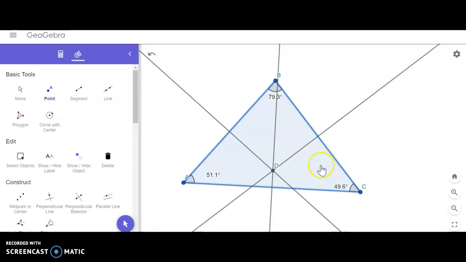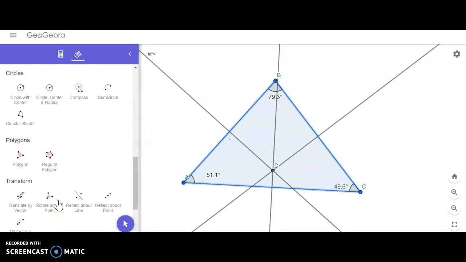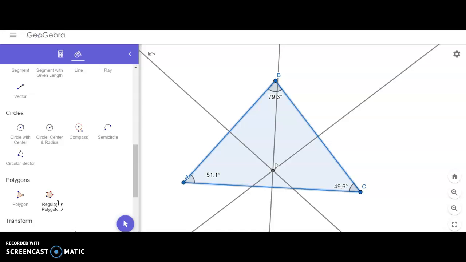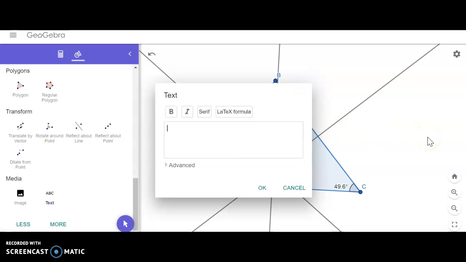This point is called a point of concurrency. A point of concurrency is a point where 3 or more lines intersect. And so it's a special point of concurrency, and it's actually going to be called, I'm writing it out now, a circumcenter.